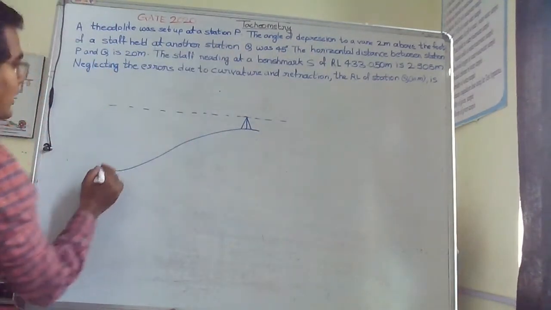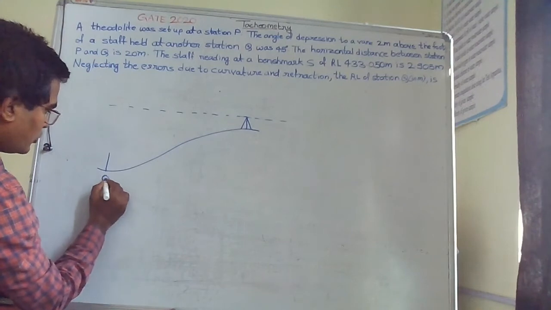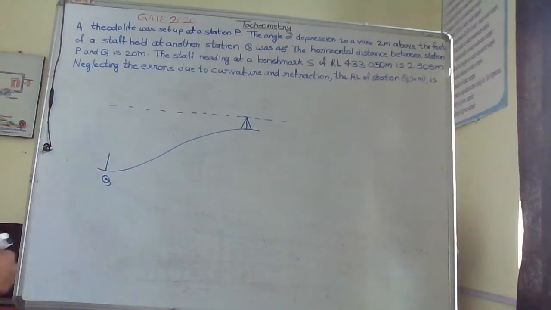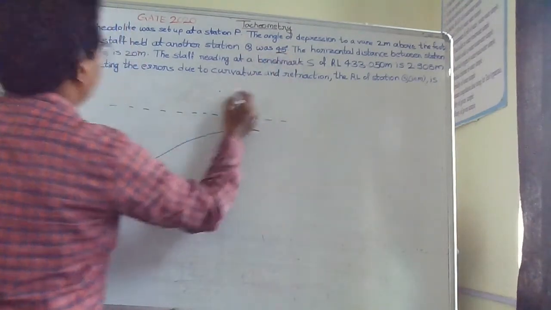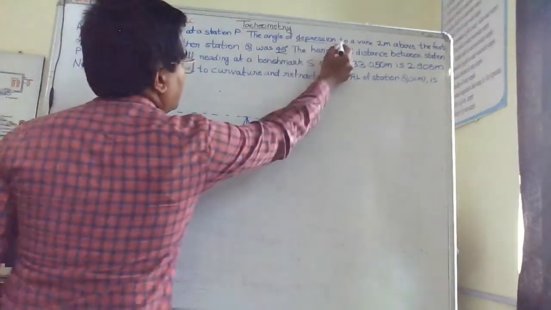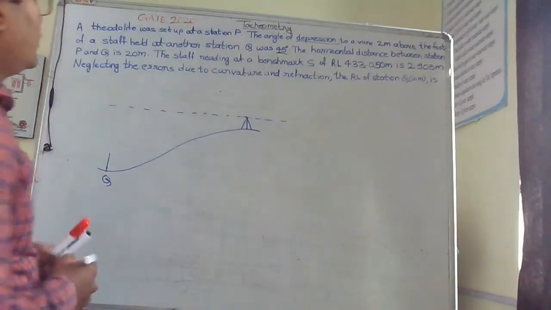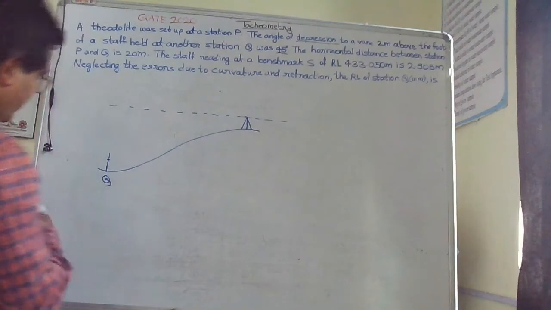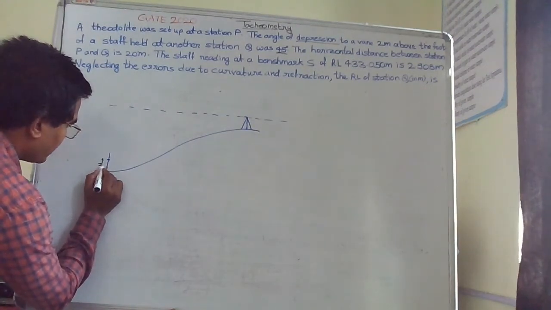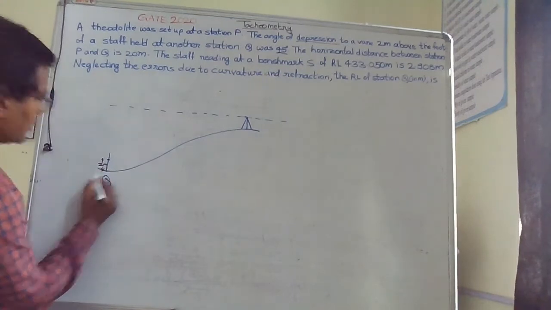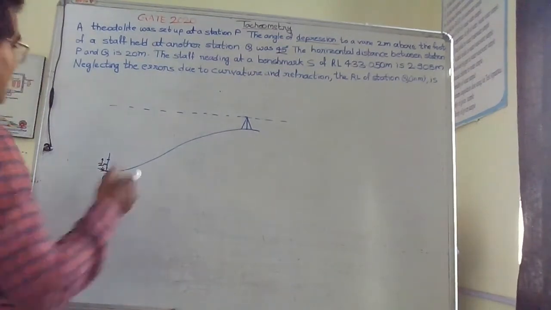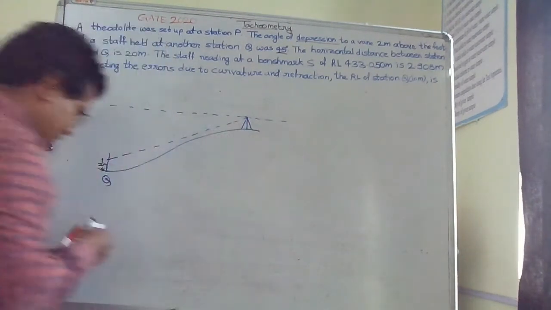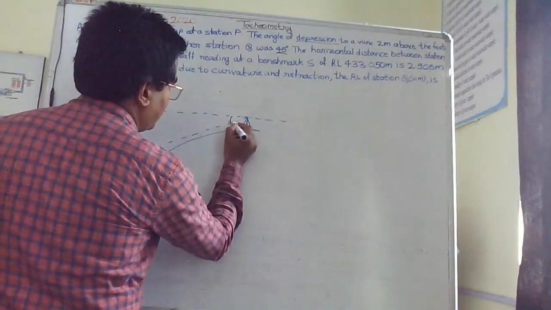The staff is held at another station Q. Suppose this is station Q, and it is given that there is an angle of depression of 45 degree. At station Q, there is a vane, and it is at a distance of 2 meter from the ground, that is from the point Q. The angle to this vane is the angle of depression, making an angle of 45 degree.